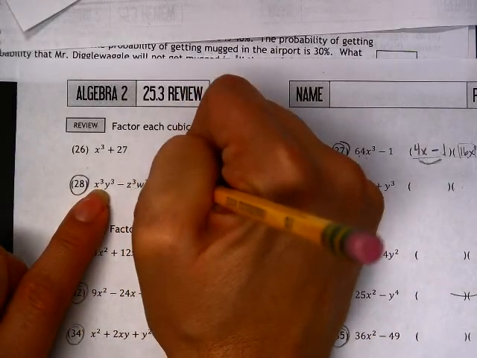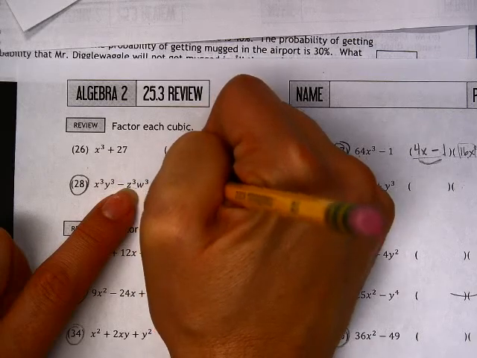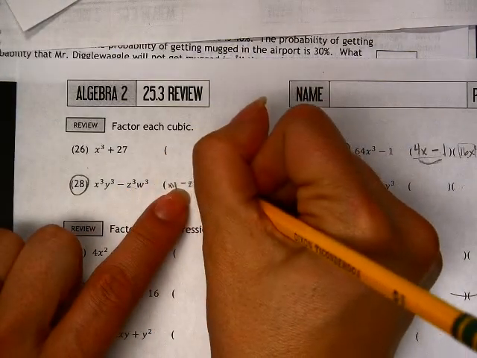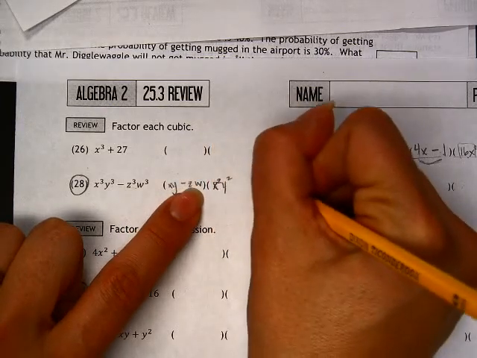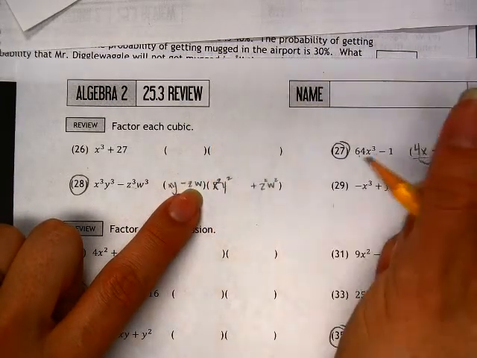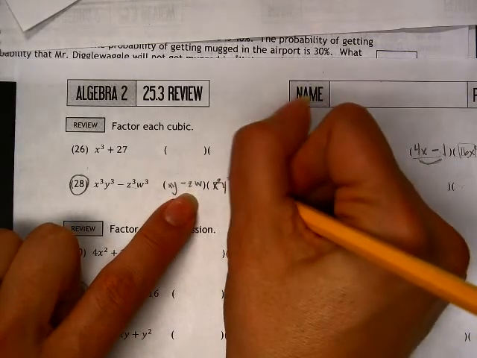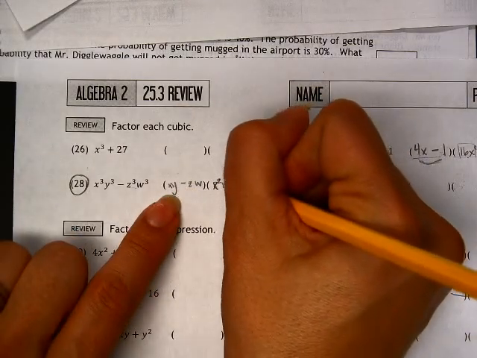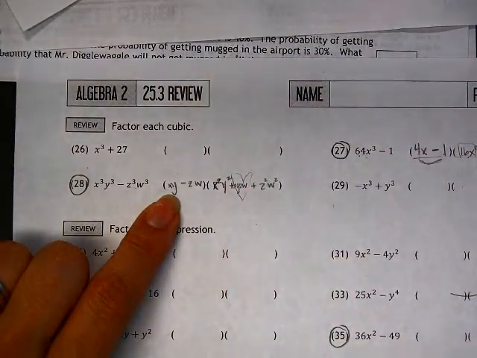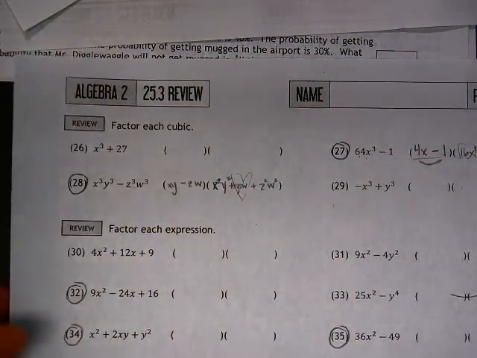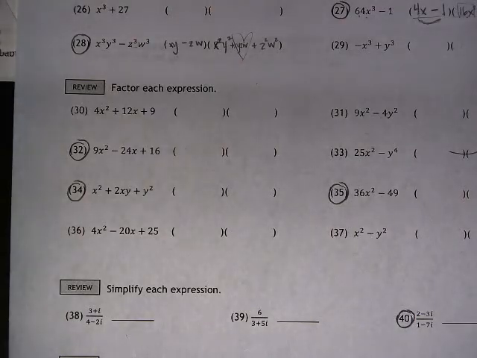Cube root, same sign, cube root. Square it. Square it. And when you square a negative, you get a positive. And then this one is the multiplication of the two, but the opposite sign. And that is all. Let's check out some of these factoring dudes.